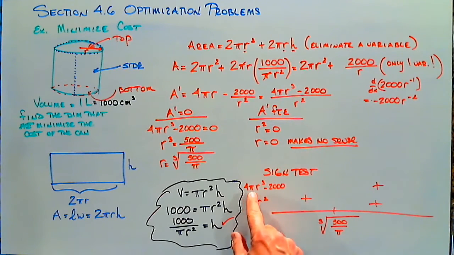I put 1 in here. I get 4 pi minus 2,000. That's clearly negative. Sorry, not 0. And so what do we have? We have a negative here. We have a positive here. This function is going down and then up. So this is a local minimum.